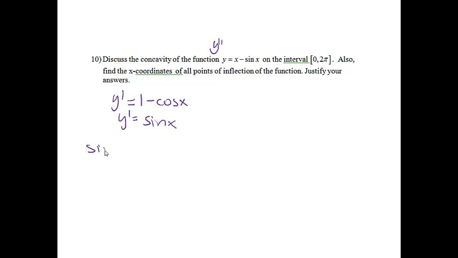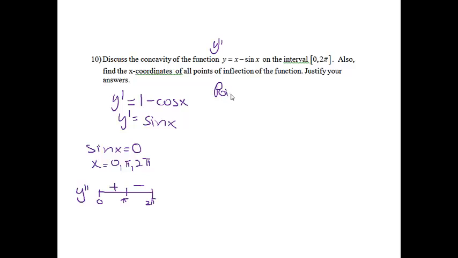So getting a critical number, I will set sine x equal to 0. I know that happens at 0 and pi and 2 pi, and I won't go farther than that because my interval does not go farther, so I am going to make myself a y double prime chart. 0, pi, 2 pi. If I plug in pi over 2 into that second derivative, the sine of pi over 2 is equal to 1, so that's going to be a positive value. And then if I plug in 3/2 pi, the sine of 3/2 pi is negative, so that will be a negative value.